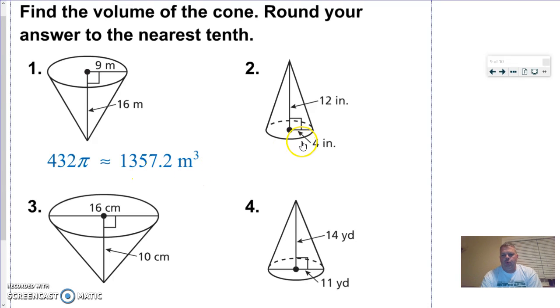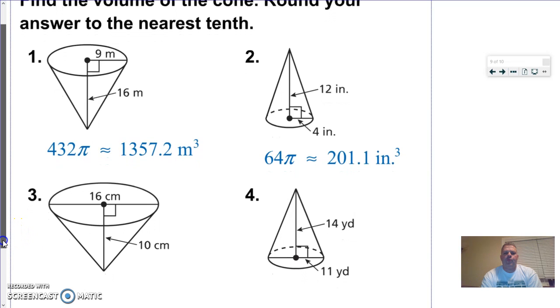In example 2, we know that the radius is 4. 4 squared is 16. 16 times 12 divided by 3 gives us 64 pi. When we multiply 64 times 3.14, our answer becomes 201 and 1/10 cubic inches.